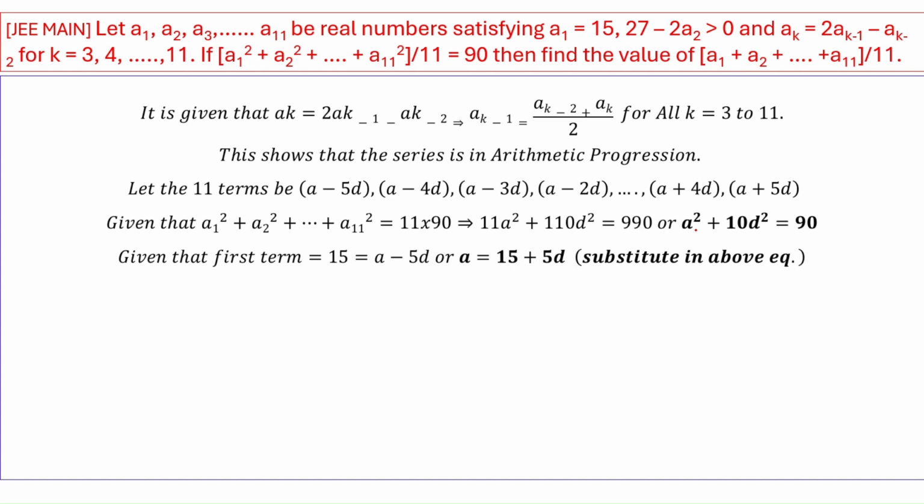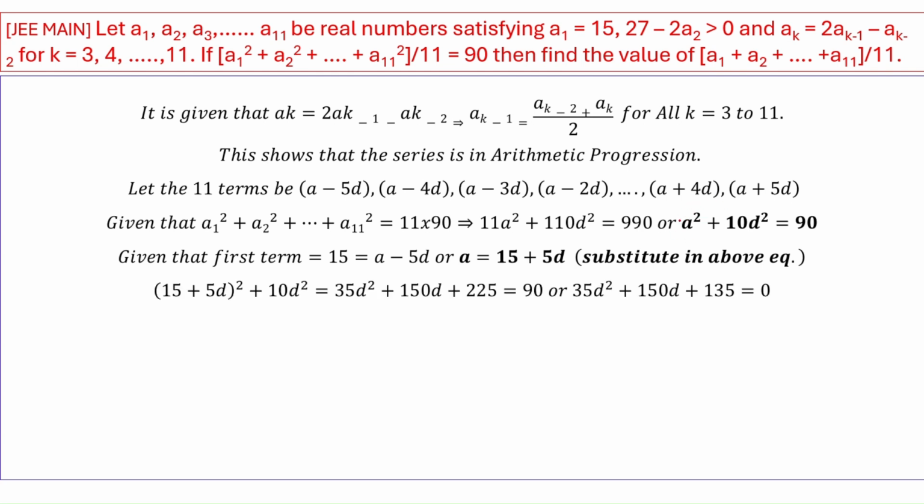Now this is one, and the first term we know is a minus 5d, which is equal to 15. So a equal to 15 plus 5d. You substitute this value of a equal to 15 plus 5d here, then we will get everything in terms of d, right?